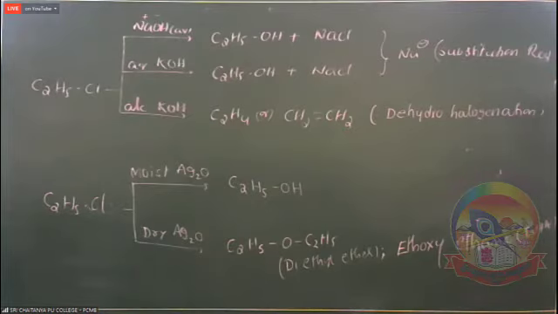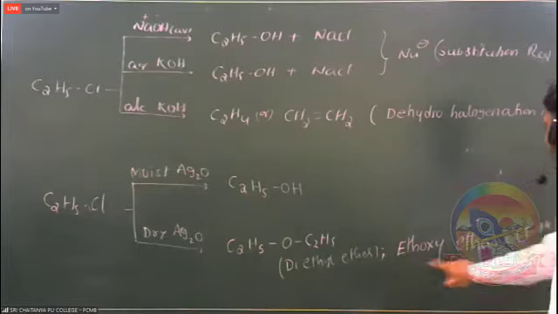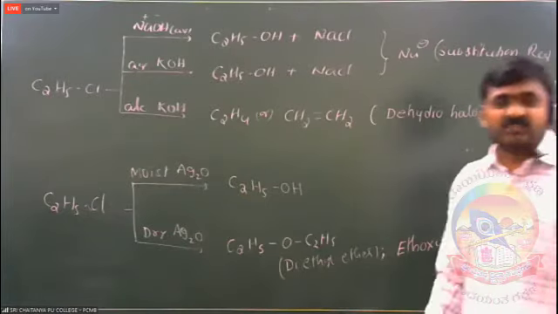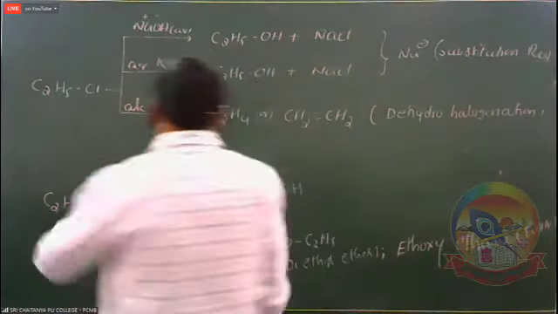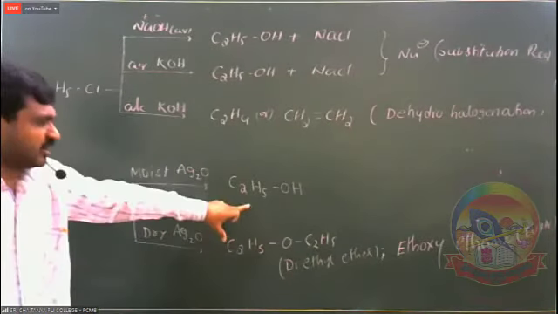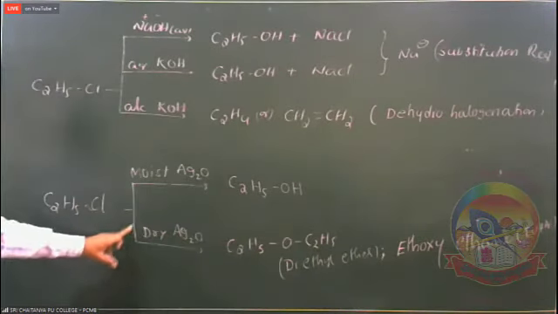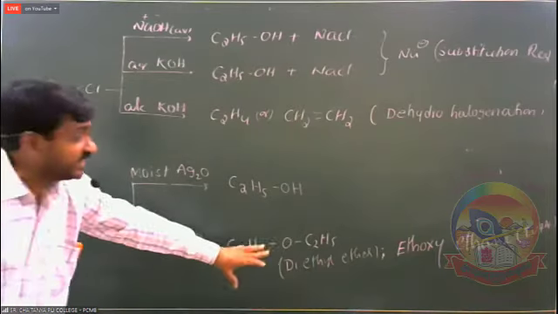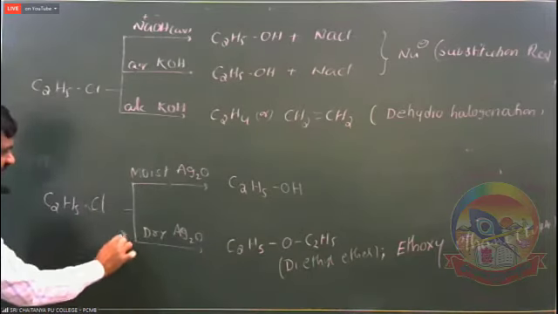Ethoxyethane is the IUPAC name; diethyl ether is the common name. In this conversion, it is very important: with moist silver oxide, we get ethyl alcohol. If we use dry silver oxide, we get diethyl ether. So this conversion is very important.